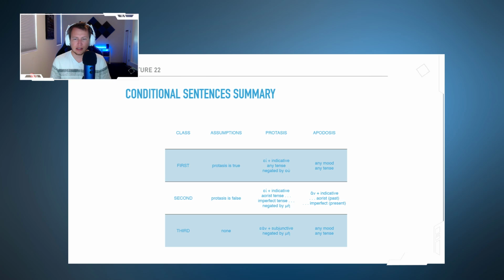The apodosis in the first class condition can be any mood, any tense. The second class condition must have ἄν plus the indicative. It could be aorist, it could be imperfect. It uses imperfect for the present. Keep that in mind. And then third, any mood, any tense in the apodosis. That's kind of how those work. We're going to see plenty of the third class condition and first class condition in 1 John. That's why we're doubling down on all of these conditional aspects.